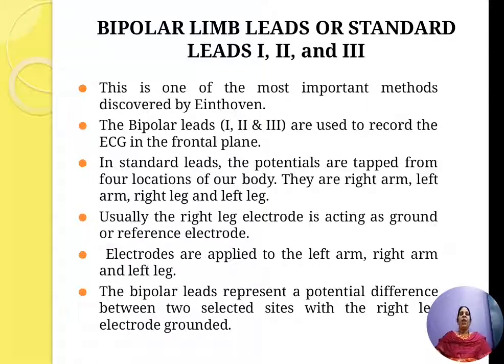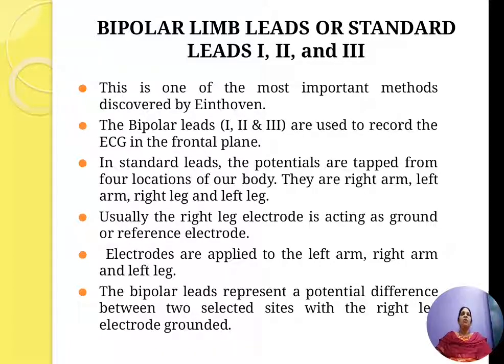They are right arm, right leg, left arm and left leg. It is tapped from these four locations. Usually the right leg electrode acts as a ground or reference electrode. Electrodes are applied to the left arm, right arm and left leg.